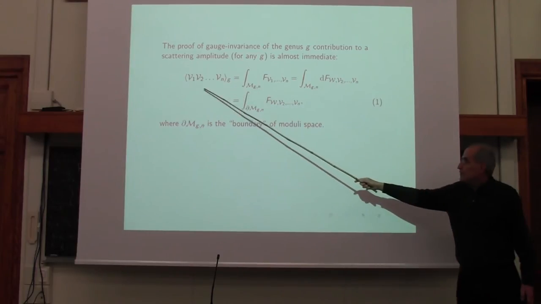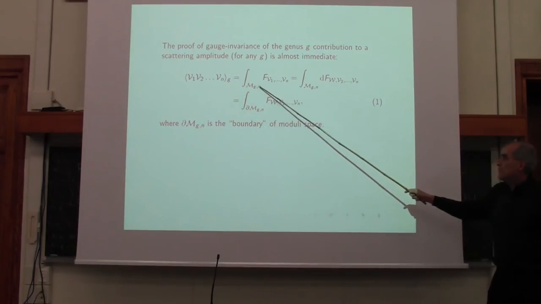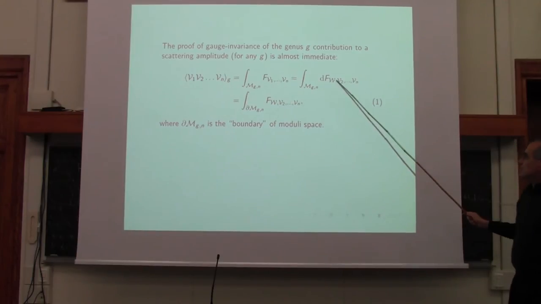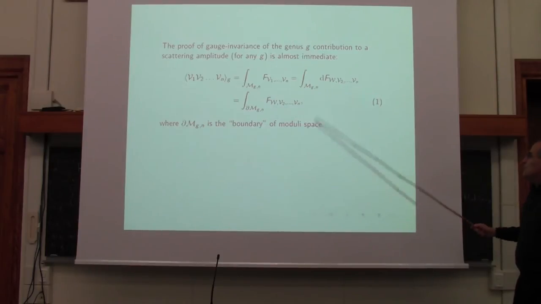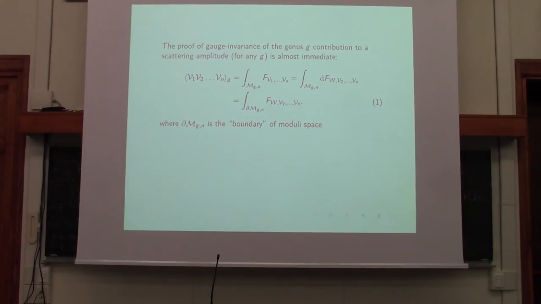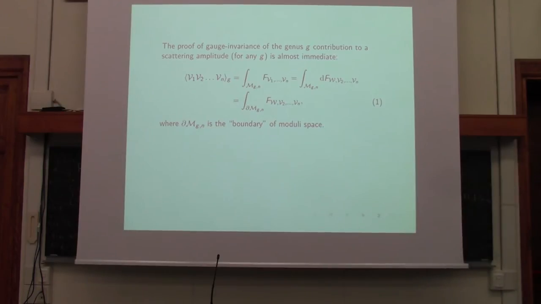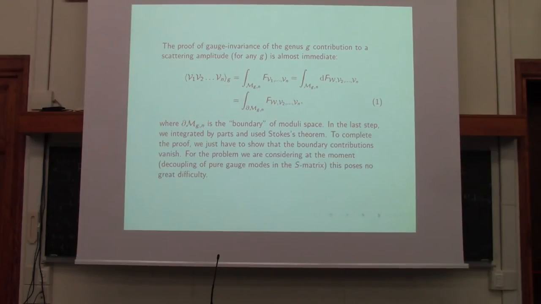A matrix element where one of the V's is Q of something is given by an integral over the moduli space of the corresponding differential form. But that differential form is actually d of something by this formula down here. And so the integral of d of something over moduli space is the integral of that something over the boundary of the moduli space. So, assuming the boundary contributions are zero, we've proved gauge invariance for massive null vectors. In the last step, we integrated by parts and used Stokes' theorem. To complete the proof, we have to show that the boundary contributions vanish for the problem we're considering at the moment, which is decoupling of pure gauge in the S matrix. There's no difficulty with that.